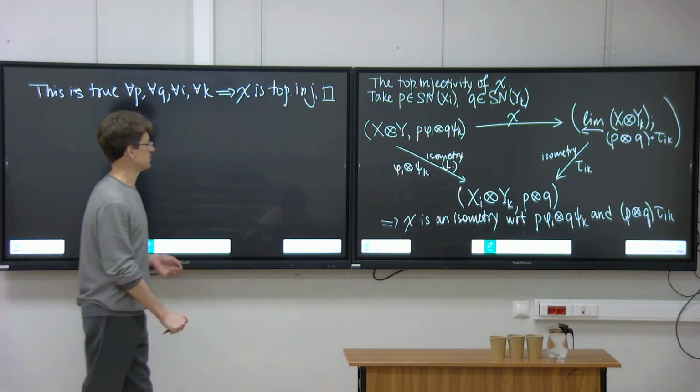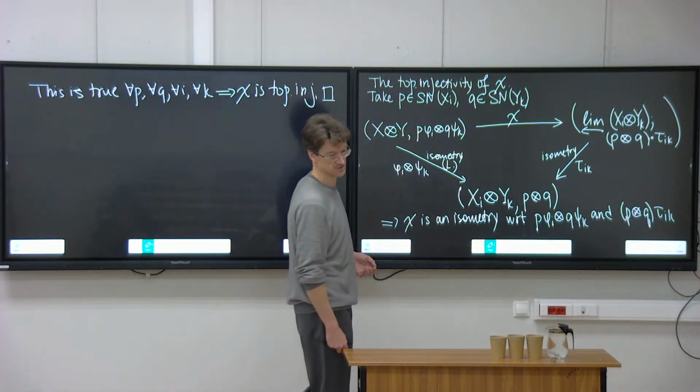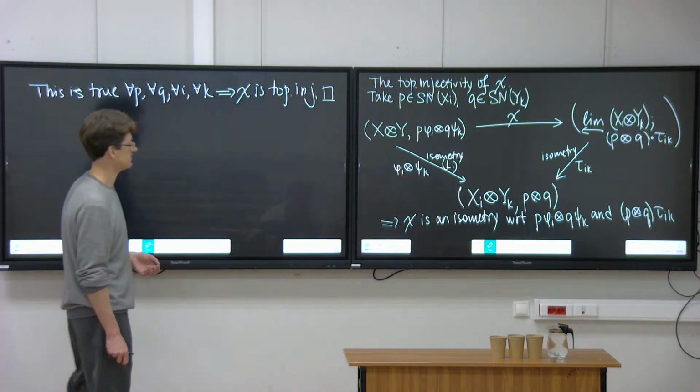So it is continuous, topologically injective, has dense range, and acts between complete spaces. So it is a topological isomorphism. That's it.